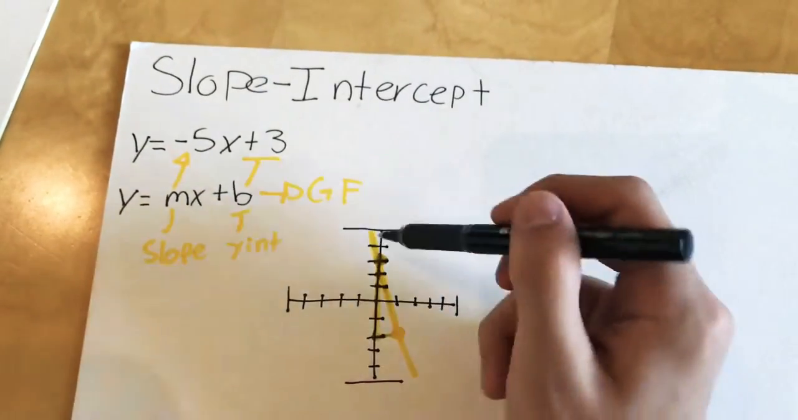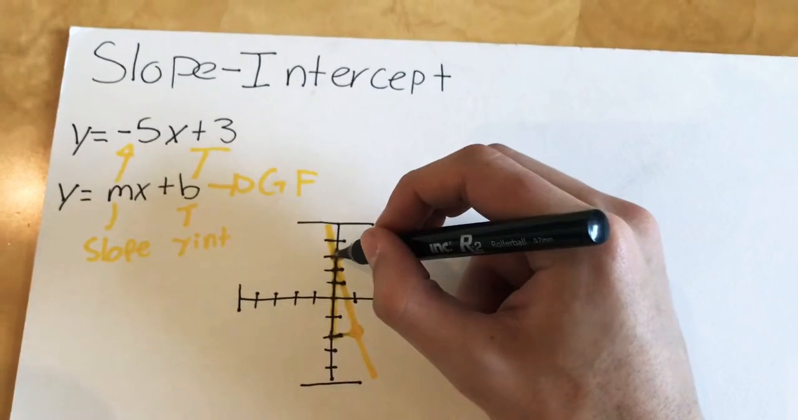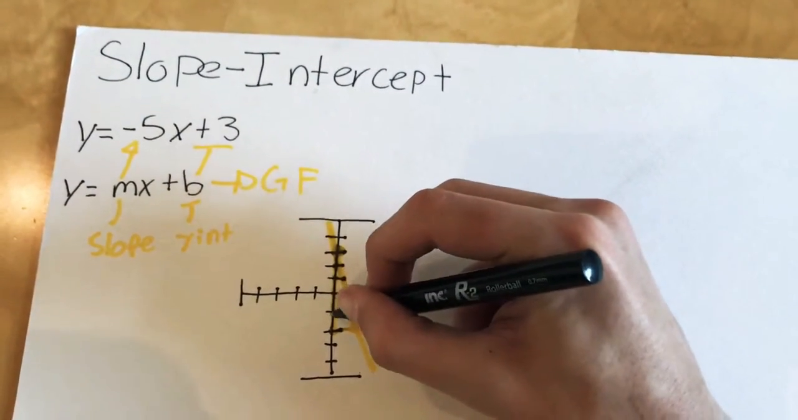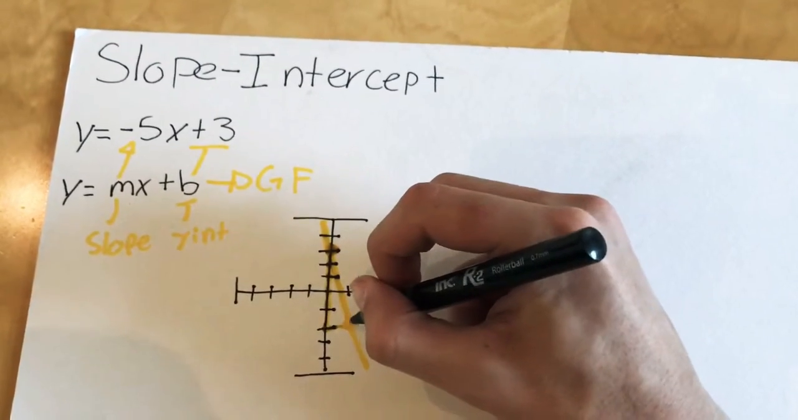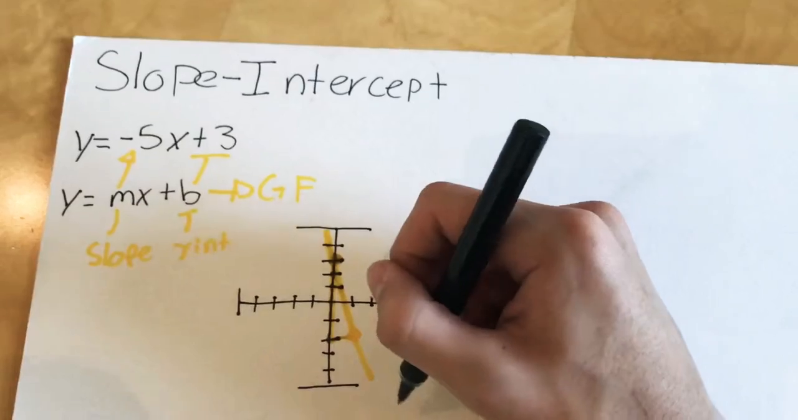So we pass this to a graph. We put the y-intercept, which is positive 3, and then we follow the slope: 1, 2, 3, 4, 5, and then 1 to the right. We put the point, then we line them together, and there's your graph.